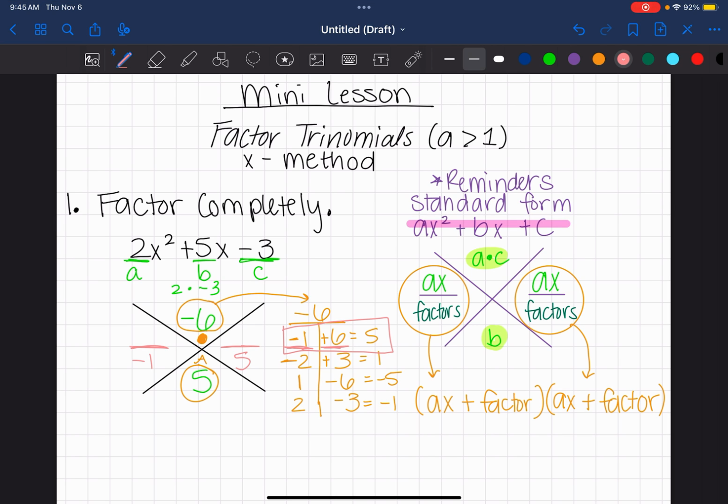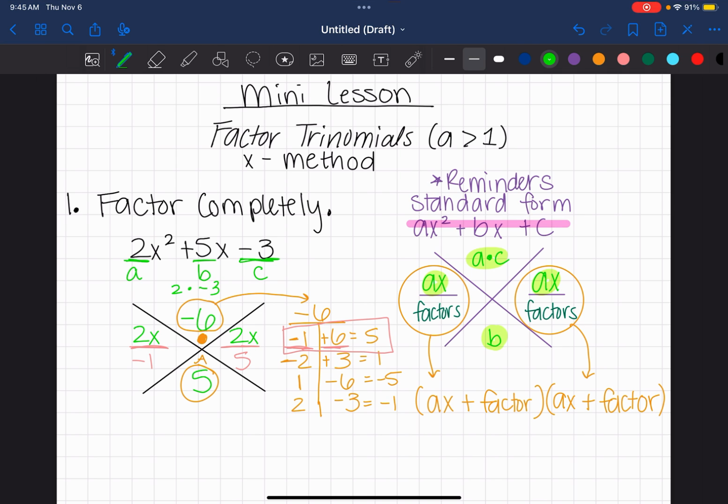Now that we have the factors in their correct spot, the next step is to put ax on the top of those fractions that we just created. Going back to our original question, our a is 2, so we're going to use our 2, and x is just part of it. So we've got 2x now on the top of both fractions.